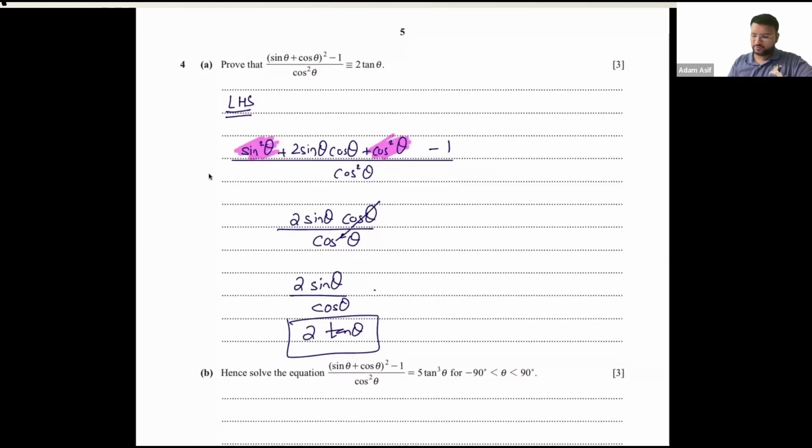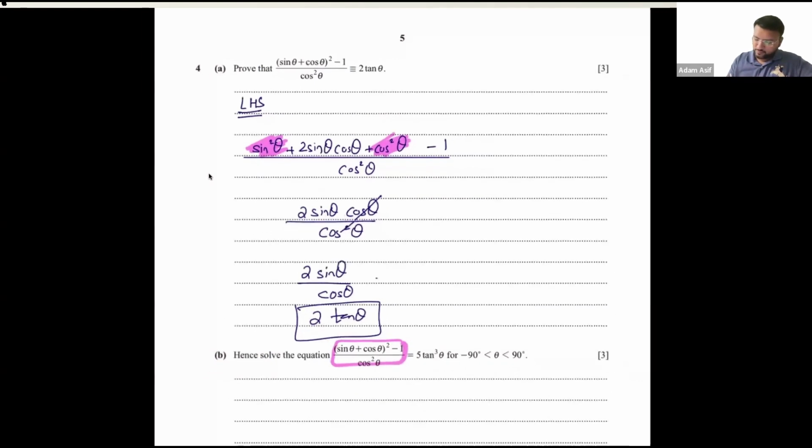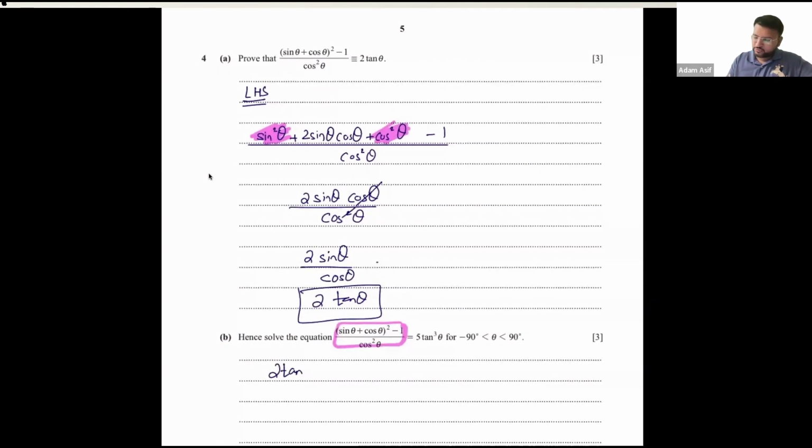Okay, those who are done with the first part, please try the next one, where it says, hence solve this equation. Hence over here is an indication, a command word, which means you can use the answer to the previous part. The answer to the previous part was proving that this fraction was equal to 2 times tangent theta. So I can replace this fraction by 2 times tangent theta. That is going to be equal to 5 tan cube theta.